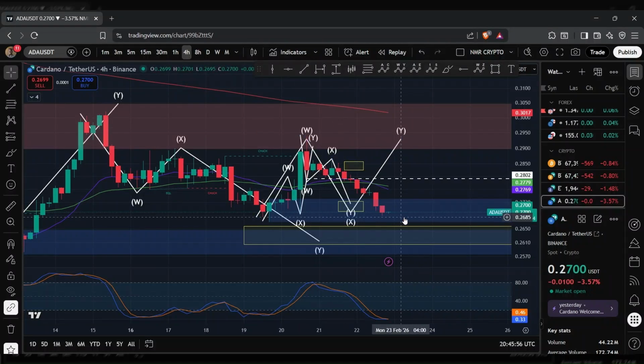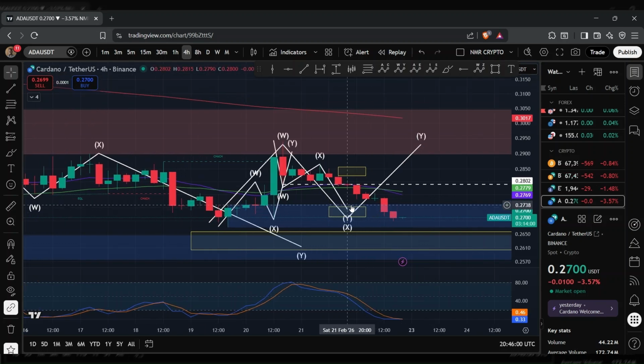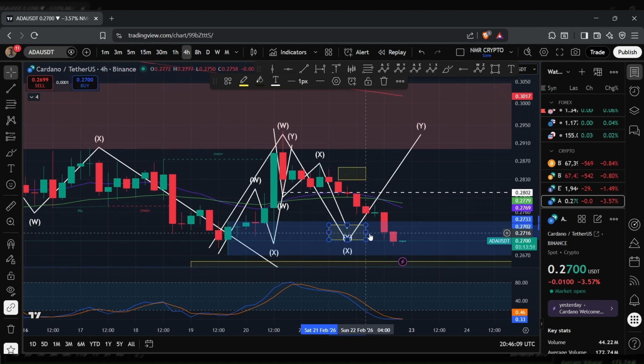So we're seeing this continuation to the downside play out on ADA from my previous update, where I mentioned how I was tracking the WXY structure, and I set out the Y wave to then tap into this range between 27 to 27.33 cents. And here you can see that we just about exceeded that range.